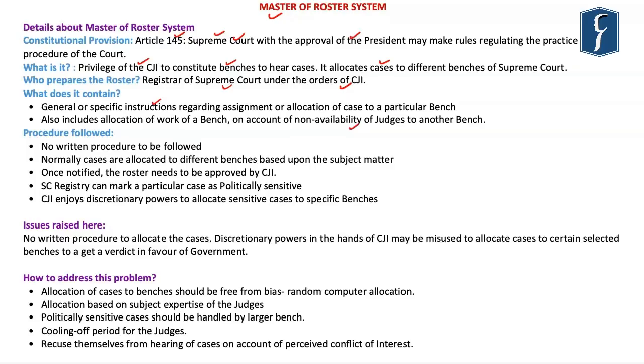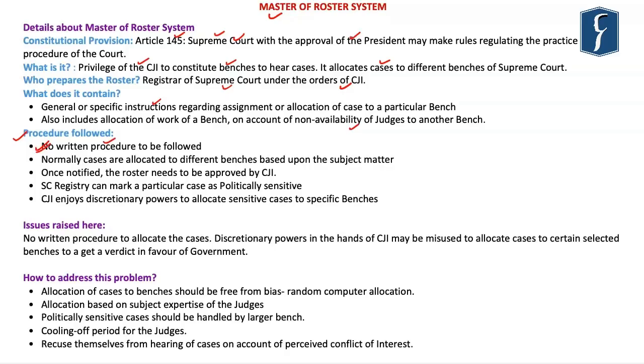Now, you must be wondering on what basis the different cases are allocated to the different benches in the Supreme Court. Even though the allocation of cases to different benches is considered to be one of the most important aspects related to the functioning of the Supreme Court, in reality, the Supreme Court has not laid down any kind of written procedure to be followed.